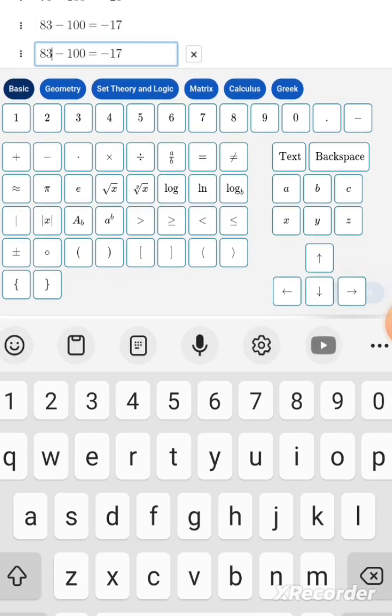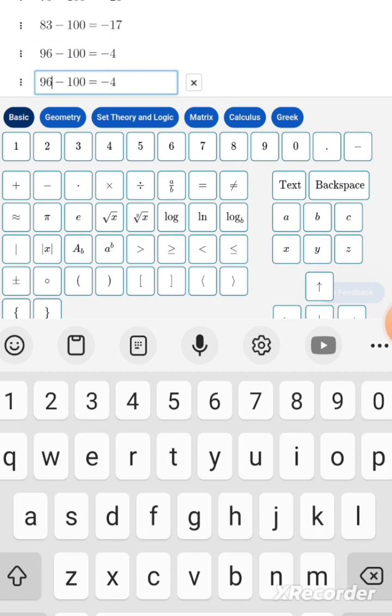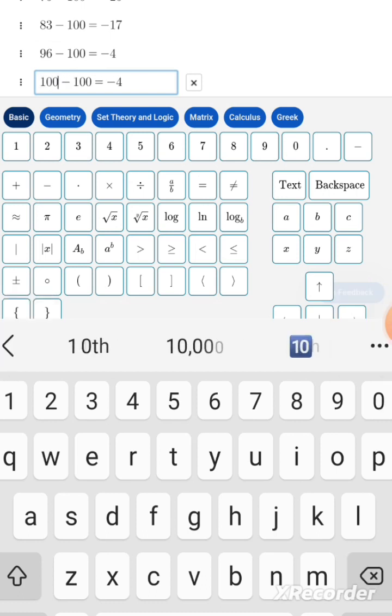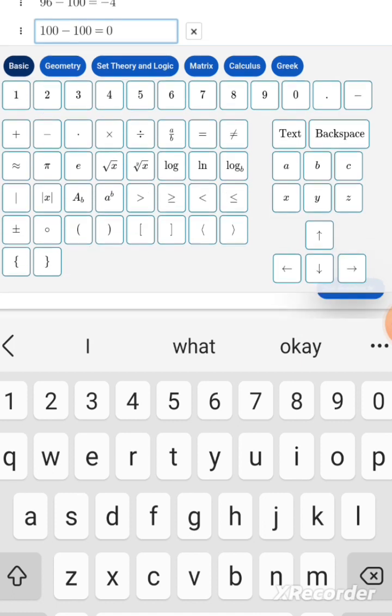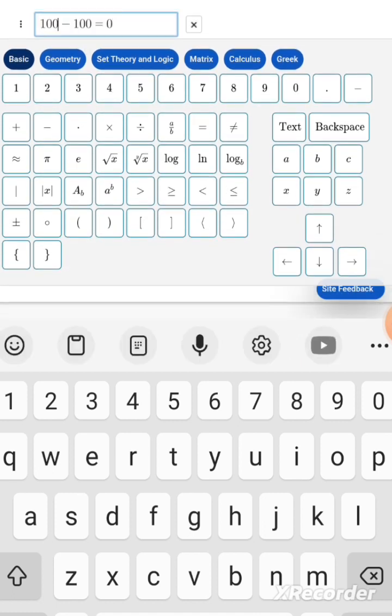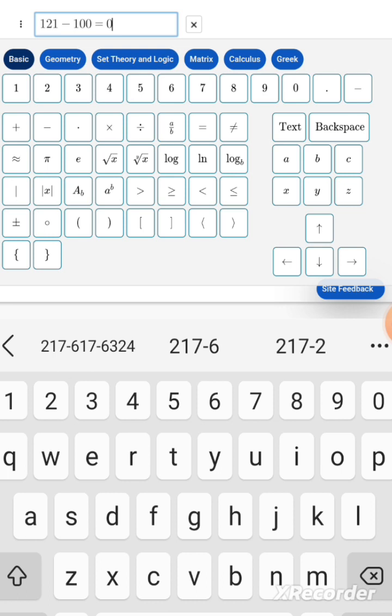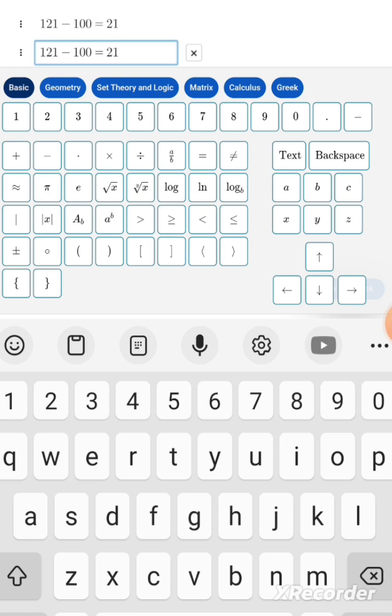And then we will have 96 minus 100, which is negative 4. The next number in our data set was 100, so we take 100 minus 100, which is 0. And then we have 121 minus 100, which is positive 21. And then finally 125 minus 100, which is positive 25. So there are the differences with all of our data values minus the mean, which is 100. And we're going to take each one of those differences and square them.